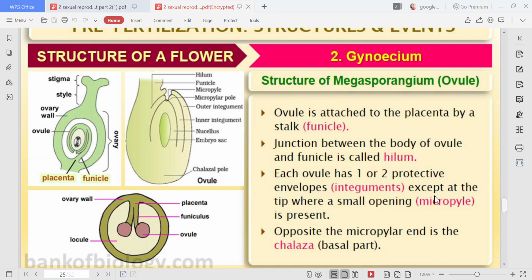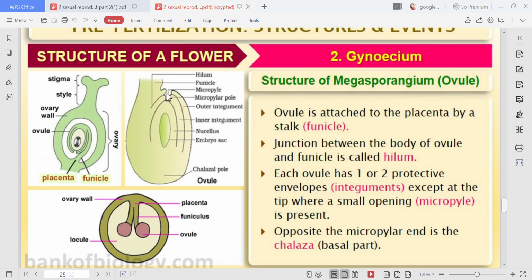And they are protective, okay, integuments, except at the tip. Now these integuments are all over the ovule, but not present at a particular point, which is called the micropyle. So integuments are not present on the point called micropyle, because this is, you can say, a path from where the pollen tube will enter the ovule. So the integuments are covering the whole ovule all over except at one point, and that one particular point is called the micropyle.